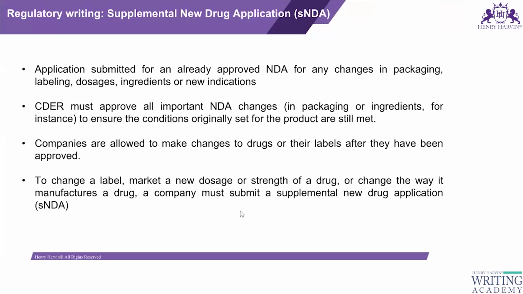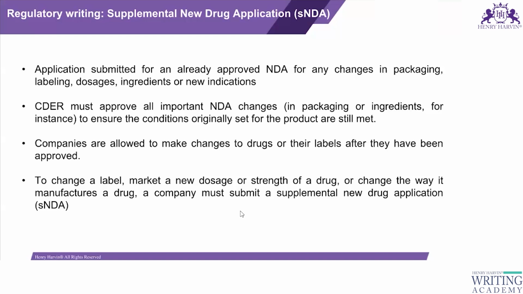CDER must approve all important NDA changes if there is a change in packaging or ingredients. The companies are allowed to make changes to drugs or their label after they have been approved. So once the drug is approved, then the label can be changed. The label of the drugs can be changed, but it needs to be approved first. So to change a label, market a new dose or strength of a drug, or to change the way it manufactures a drug, a company must submit a supplemental new drug application.